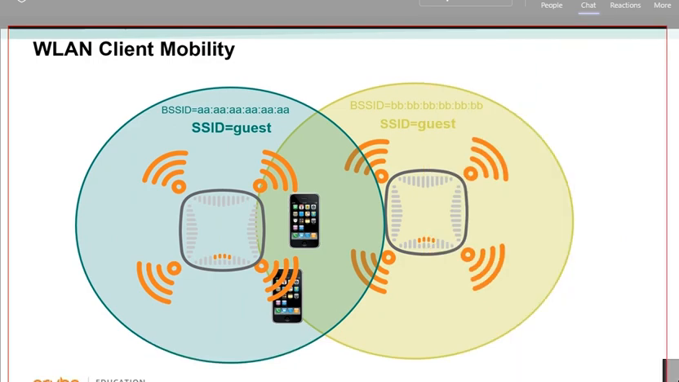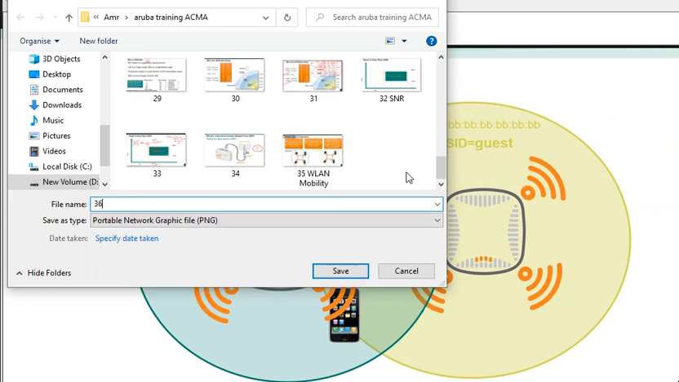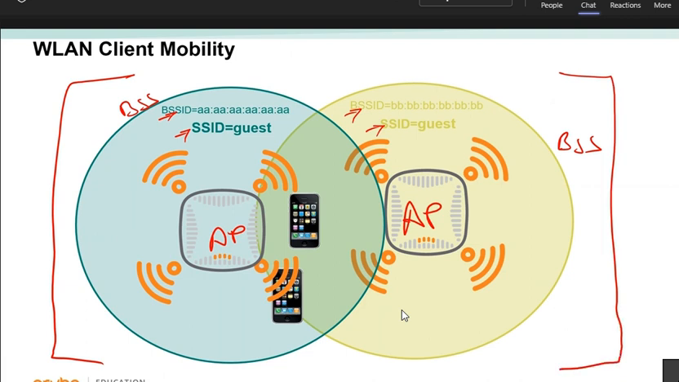Client mobility. Like I told you, this is one BSS, this is one BSS, one logical network each. This is a unique identification of this access point, and this is a unique identification of this access point. This is the name of the WLAN, SSID guest. And these two, having the same SSID and one same logical network, become an ESS, Extended Service Set. If these two access points are propagating the same WLANs, these two logical networks become one logical network, which is your Extended Service Set.